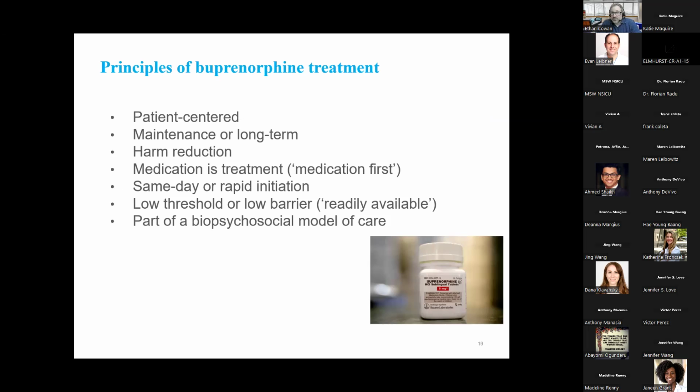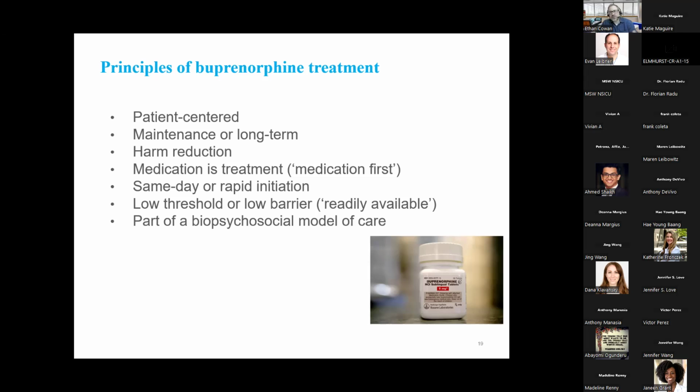Buprenorphine is readily available in the hospital. It can be prescribed by any clinician in the outpatient setting. It doesn't require patients to go to a specific opioid treatment program. So it's less heavily regulated than methadone and much more easily accessible.